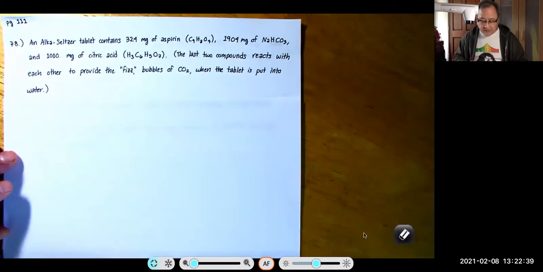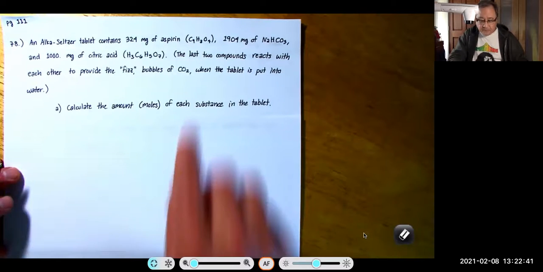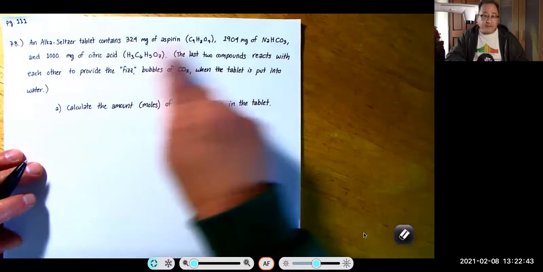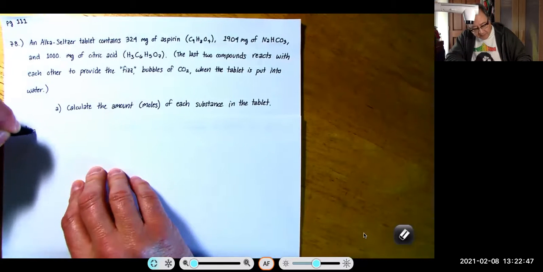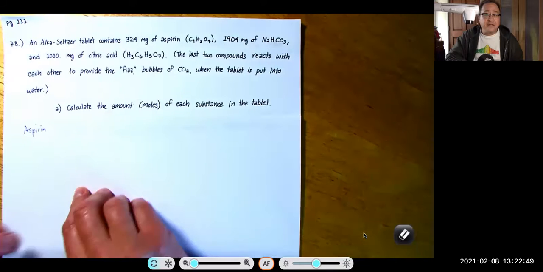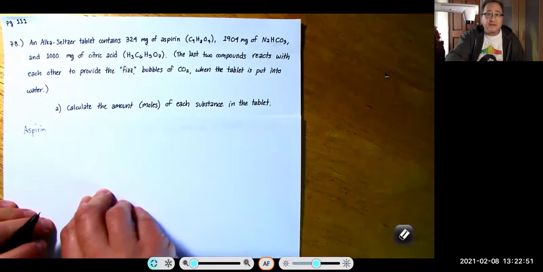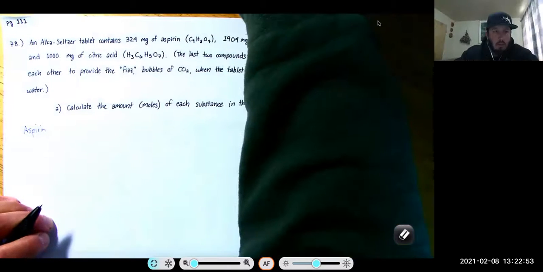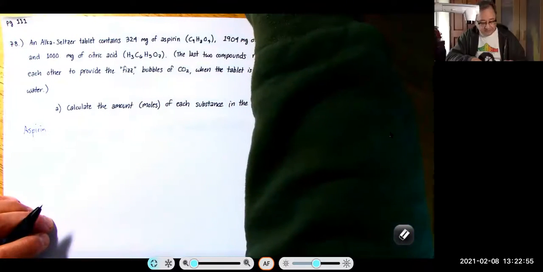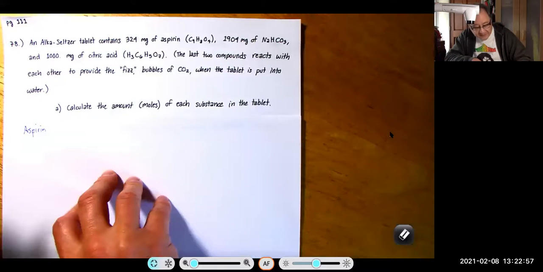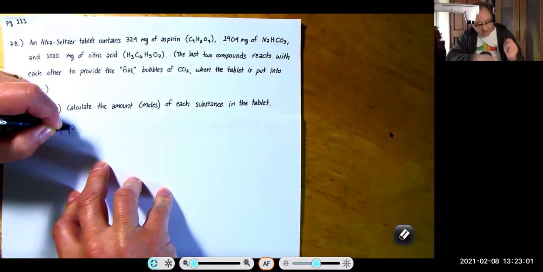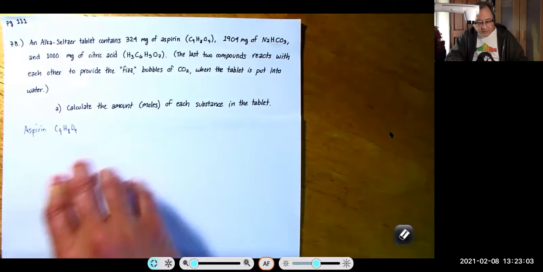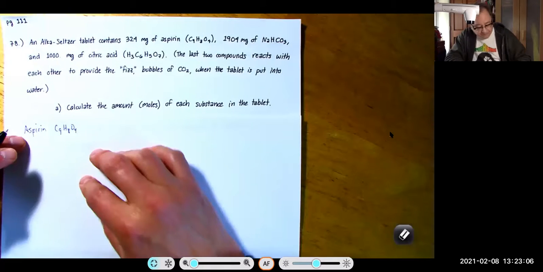So we're going to calculate the moles of aspirin. You do the same thing for the other substances. So let's look at aspirin. Can everyone see what I'm writing? Yes. Okay, excellent. So aspirin is C9H8O4. So first thing we need to do is figure out the molar mass of aspirin.